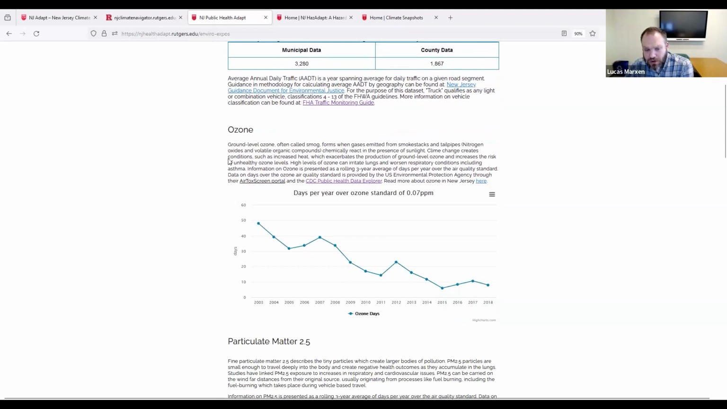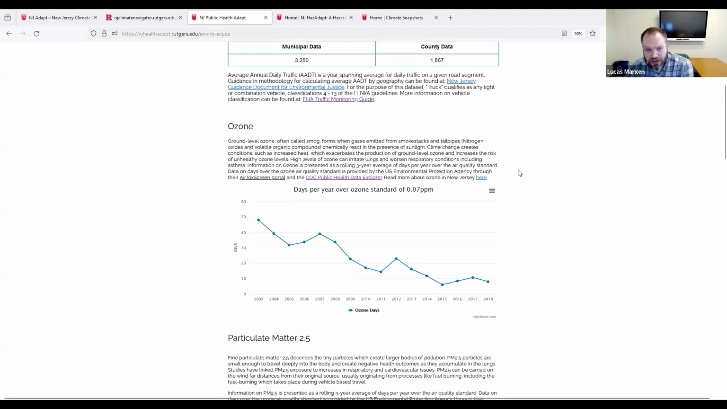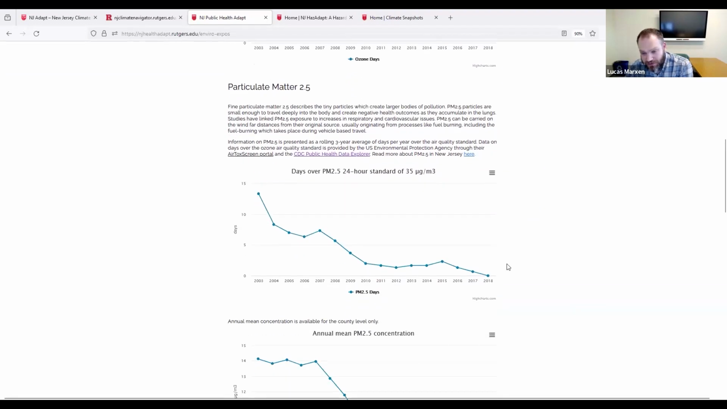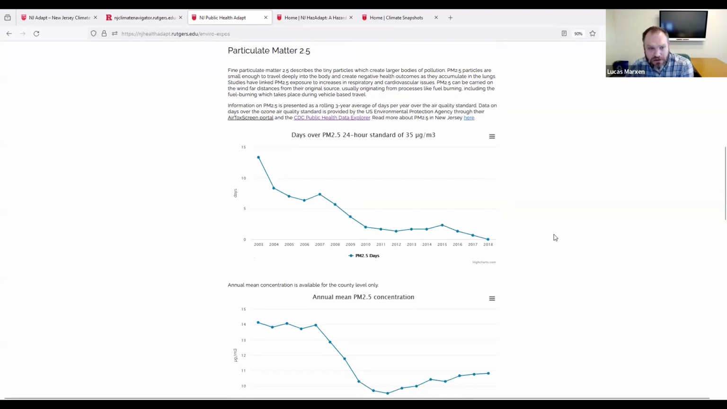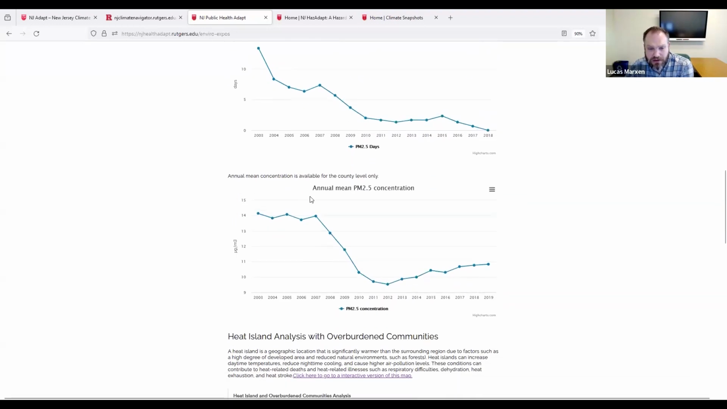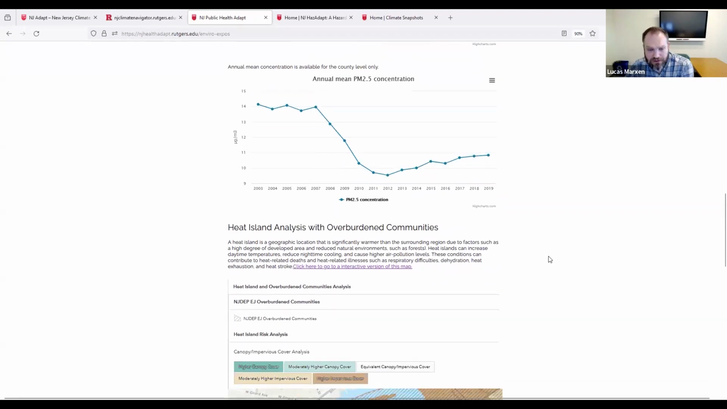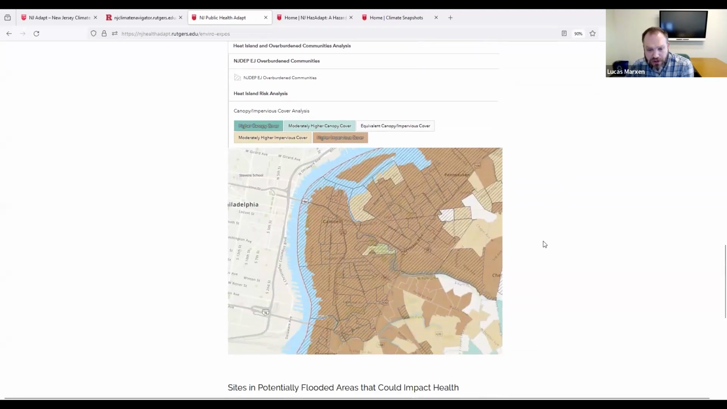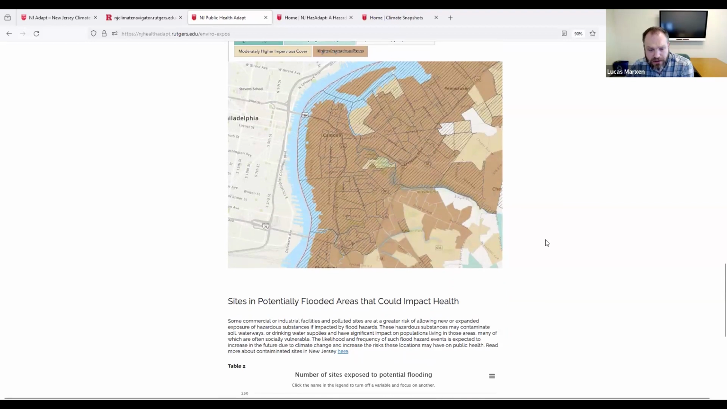We also provide historical data on ozone within your locality, and particulate matter. Right now the data goes out to 2018. As new data becomes available, I would expect these to go up, especially after the issues we had last summer with the forest fires in Canada impacting the air quality here in New Jersey. So we provide both the days over the 24-hour standard, as well as the annual average mean for PM 2.5. We again include our heat island impact with the overburdened communities for those who are interested in seeing that.